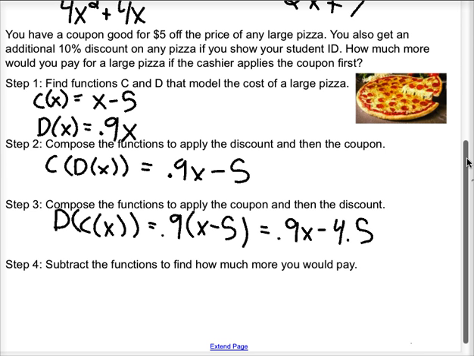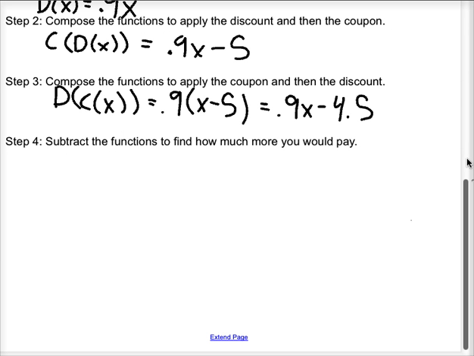Now this shouldn't surprise us because we saw that in the first example. But let's take a look. Which are you going to end up paying more for? Well, notice when you apply the coupon first, you actually end up getting a lesser deal. Because notice you're only taking off $4.50 instead of taking off the $5.